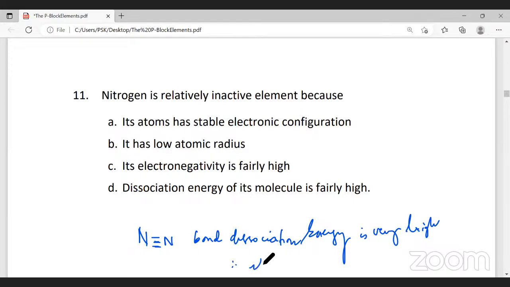Therefore, it is relatively inactive. So since there is a triple bond between nitrogen atoms in the nitrogen molecule, the bond dissociation energy is extremely high. Therefore, it is fairly inactive. Therefore, the answer for this question is option D.